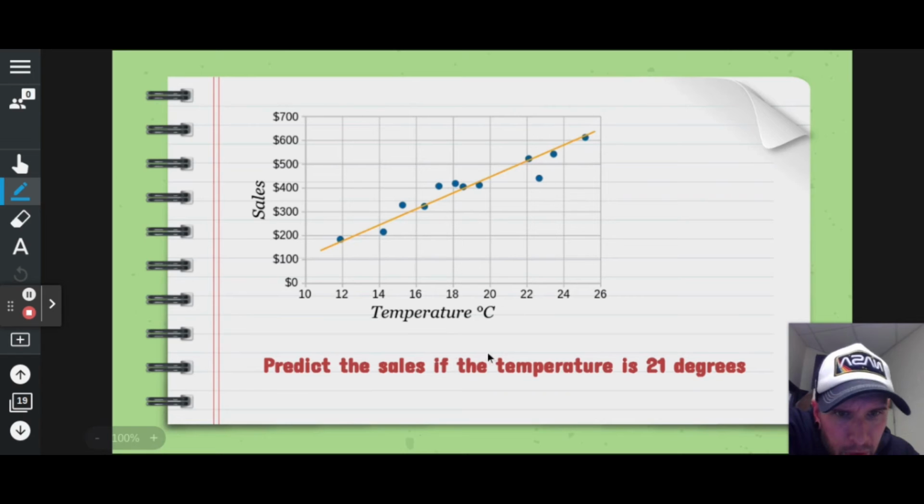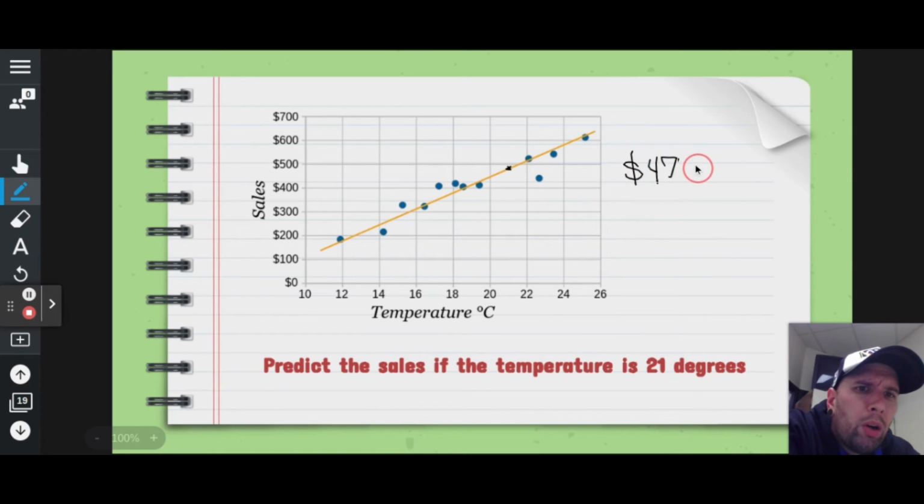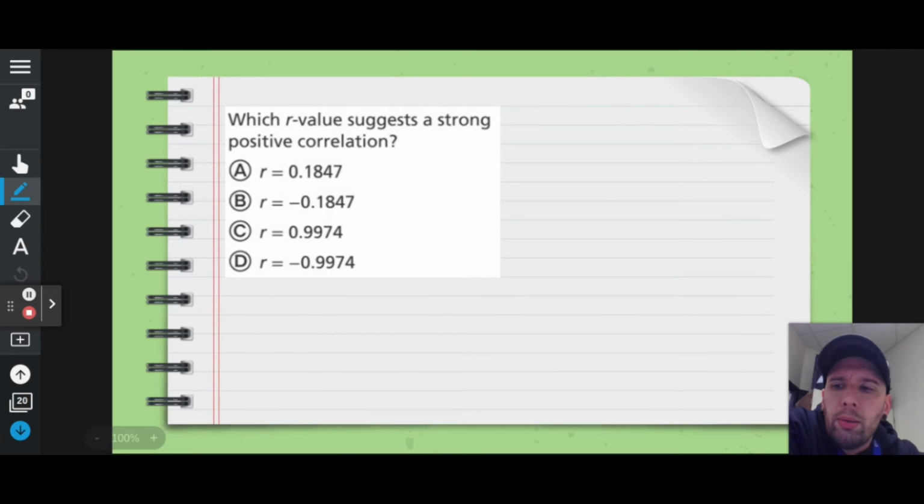Predict the sales if the temperature was 21 degrees. Here's 21. There's no dot there. But what I'm going to do is I'm going to use my line of best fit, go up to 21, and put a dot right there. And that dot seems to be right under this line. So I'm going to follow it, and I'm going to say, I don't know, $475, maybe $480. It's predicting. We're not looking for an exact answer. So anything barely under $500 should really do the job. That's how you do that one. Not so bad.